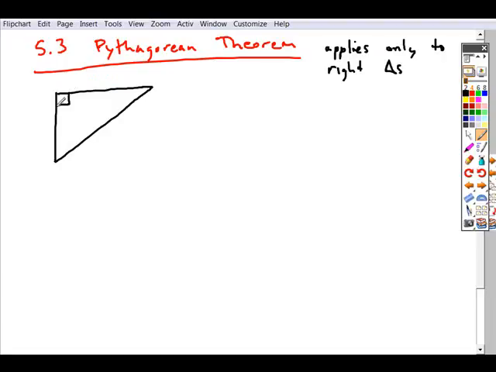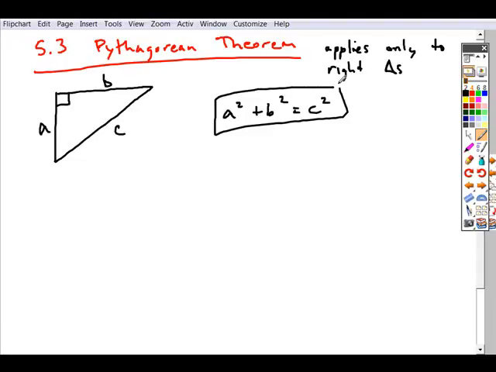Okay, and so when you're looking at the Pythagorean Theorem, it states that the sum of the squares of the two legs, a and b, is equal to the square of the hypotenuse. So the Pythagorean Theorem is a squared plus b squared is equal to c squared. And again, it's a pretty familiar formula used in math.